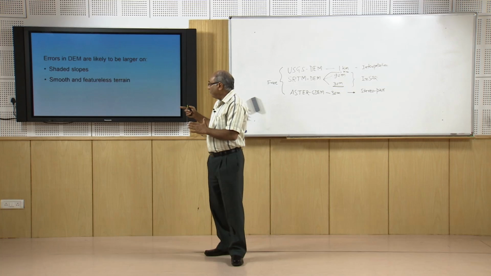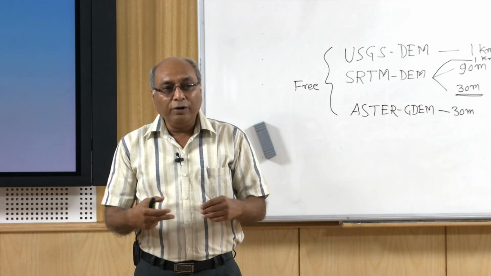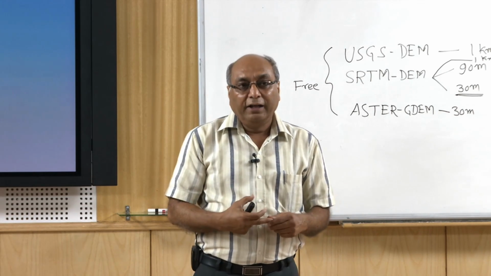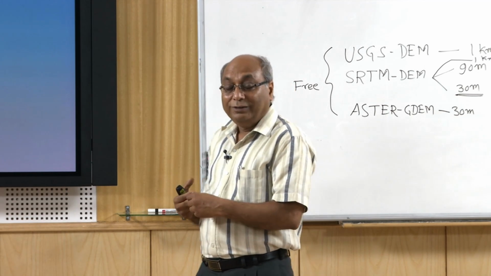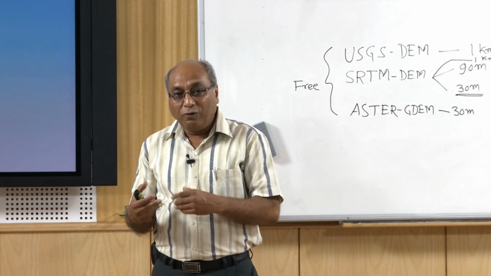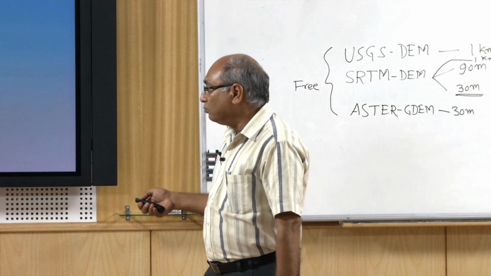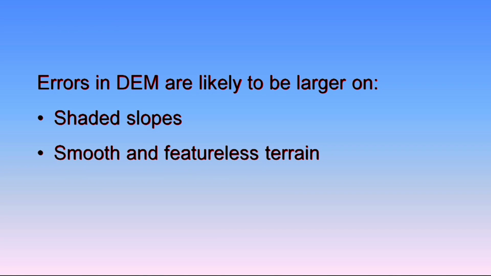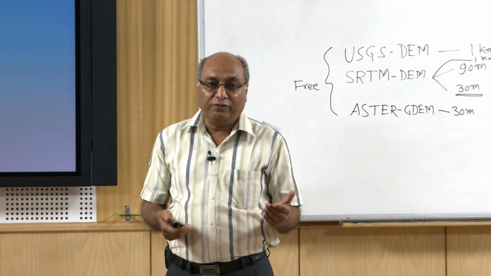Similarly, if it is a smooth and featureless terrain like a desert area, then you do not have many prominent features or dunes, and it is very difficult to assess even the quality of the DEM, and therefore there are likely to be more errors in very smooth and featureless terrain like deserts, or terrain like the Himalaya, where so much ruggedness is there that different techniques have different problems.